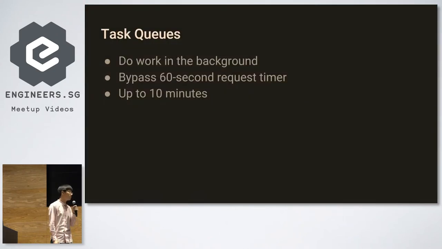So also, as previously mentioned, task queue allows you to bypass the 60-second request timer that App Engine enforces and to work in the background. And updating the close to 15,000 bus stops, I can't remember the number, takes more than 60 seconds, and that's why it's important to do this in the background instead of in a request. That's task queues and cron.